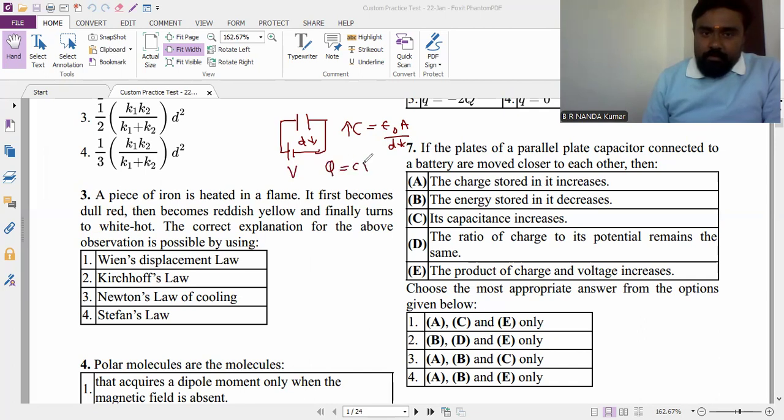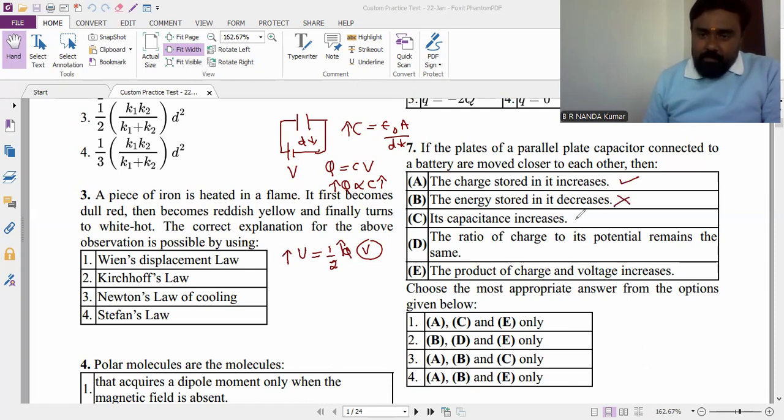Formula Q is equal to CV. If V is constant, Q is directly proportional to C. So capacity increases, and charge also increases. Charge stored in it increases, right? Energy stored in it decreases, they have given, but U is equal to half QV. V is constant, Q increases, so energy also increases. So decrease is not correct.